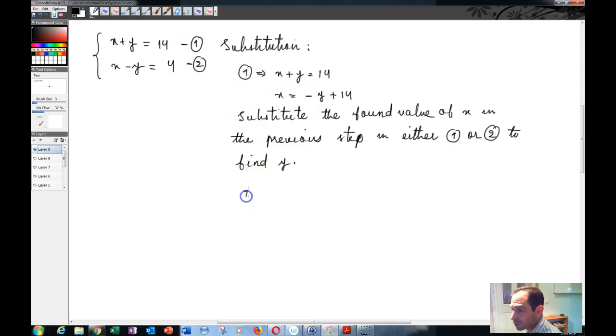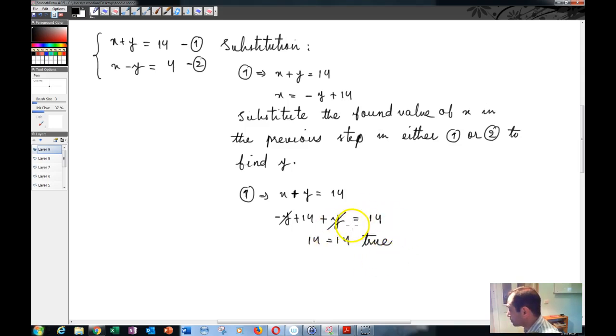So now I can use, for example, 1 over here, and it gives me x plus y is equal to 14. Now here the value of x is equal to negative y plus 14, plus y is equal to 14. As you can see, negative y and y cancel out, and you get 14 is equal to 14, which is true.